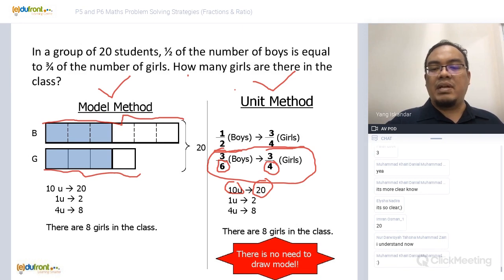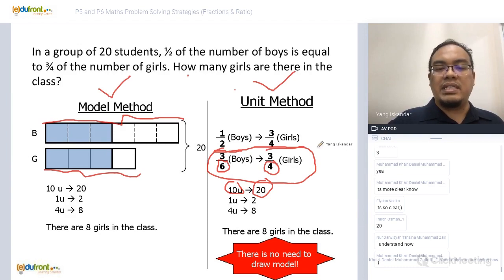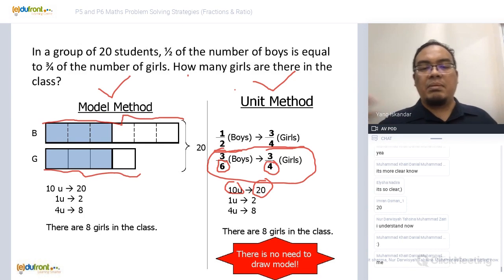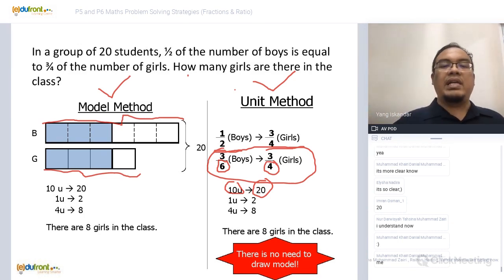I'm very happy that you understand now. I know it's not easy for some of you, right? For Dave, I think for you, no problem. But I know some of you are still struggling. Even the P6 student, you don't really understand. Okay, so that's why I have this session to help you further understand, so that when it's uploaded on YouTube, then you can repeat again and again.